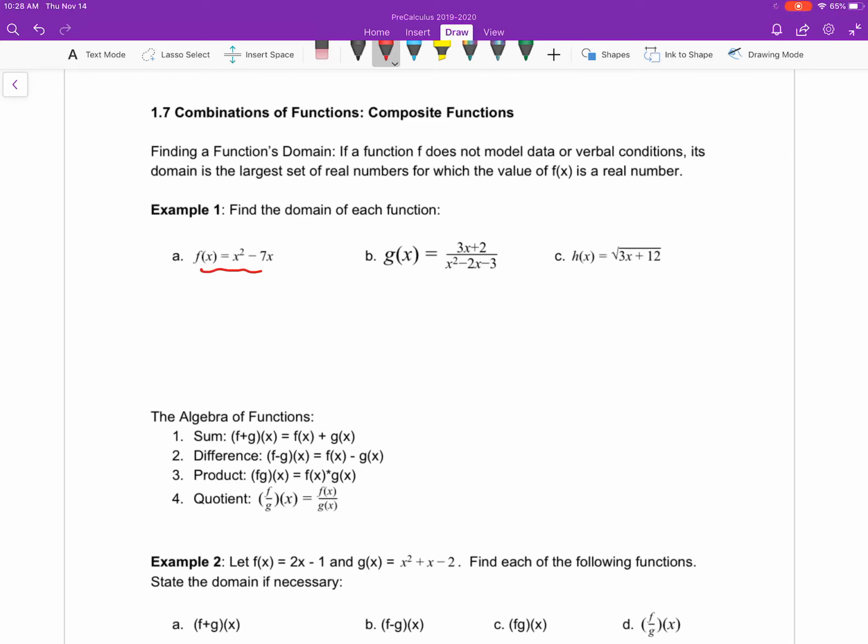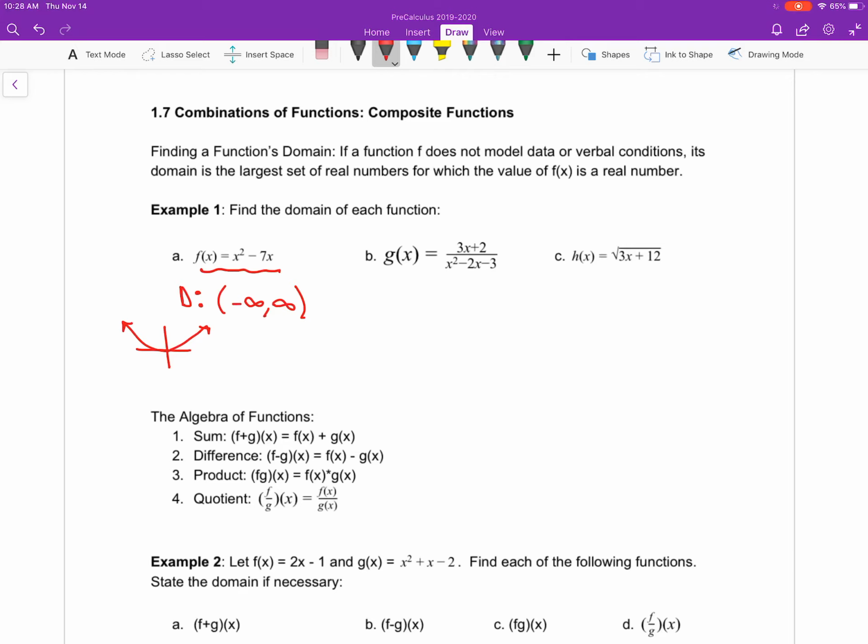So in this instance, this equation is the equation of a parabola. So the domain of all parabolas, as we have talked about in the past, is negative infinity to positive infinity because they go on forever in the x direction.